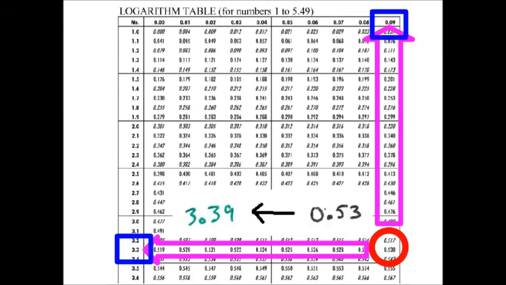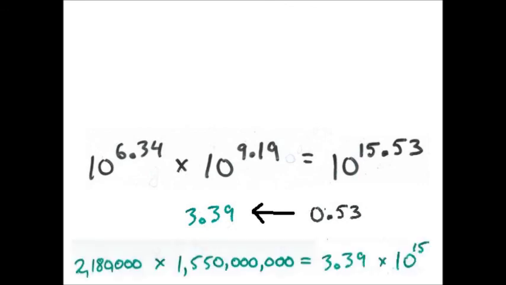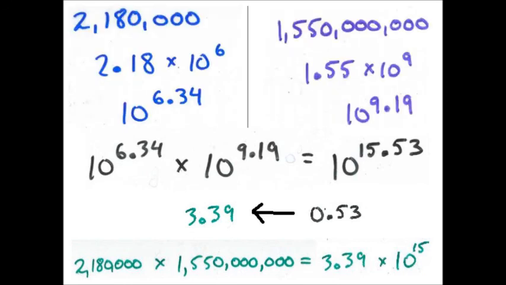3.39. So there we have it. 10 to the 6.34 times 10 to the 9.19 is equal to 10 to the 15.53, and that equals 3.39 times 10 to the 15th. You just multiplied two huge numbers using log tables. Congratulations. Check your work with the calculator.